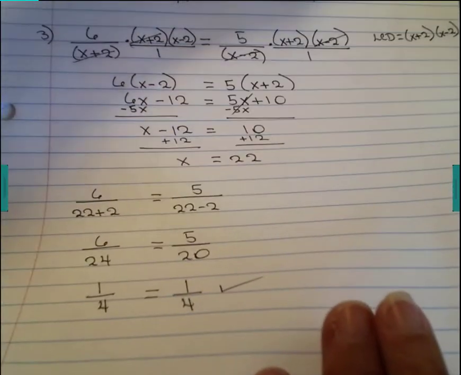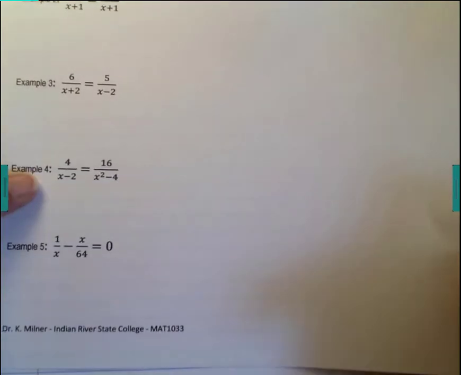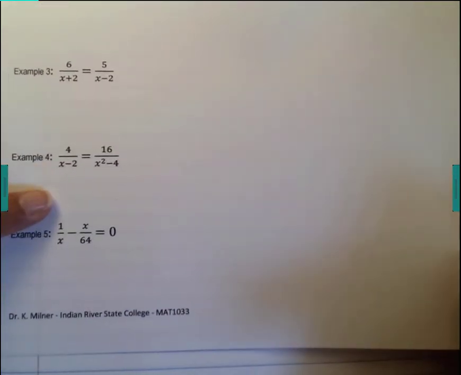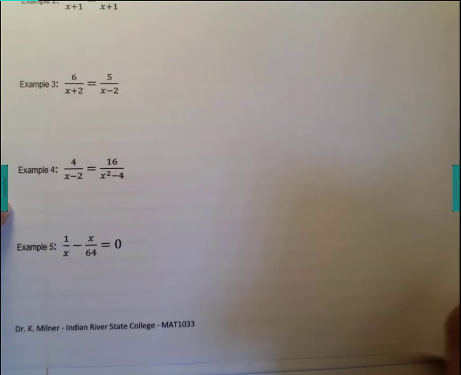Let's check the next one. Next problem is number 4, right? Number 4 is 4 over x minus 2 is equal to 16 over x squared minus 4. And it looks like we got a little work to find the least common denominator in this one. So let's just write it out here.